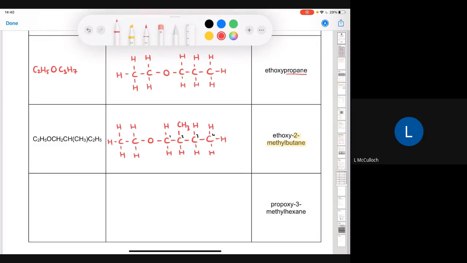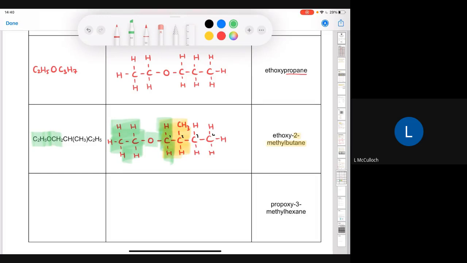Like so. And then when we go to look at the shortened structural formula for it, it's all the same, except when we get to this part here. So we've got our C2H5, which is that bit there. We've then got our oxygen. We've then got our CH2. Then it's this part in yellow. So we've got our CH and then a CH3 coming off of it.